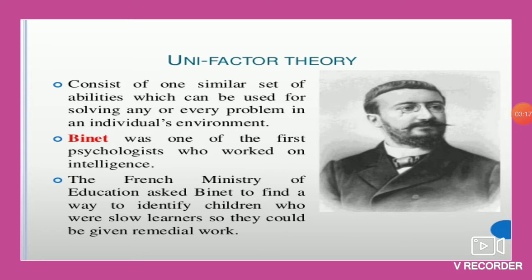He said in his theory that intelligence consists of a similar set of abilities which can be used for solving any or every problem of an individual's environment. So basically, he said that we all have a similar set of abilities that we use to solve all our problems, and that is only considered as intelligence. That is why it is known as unifactor theory, because it says that it has a single set of abilities.